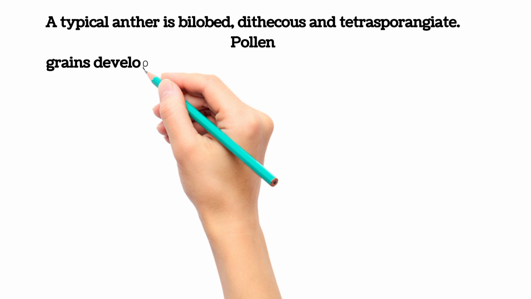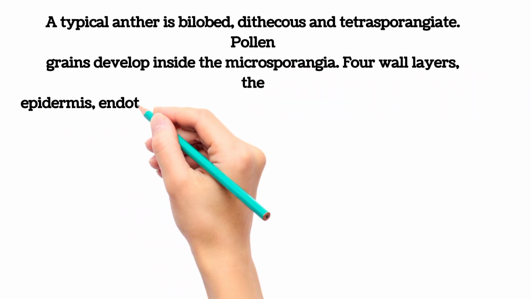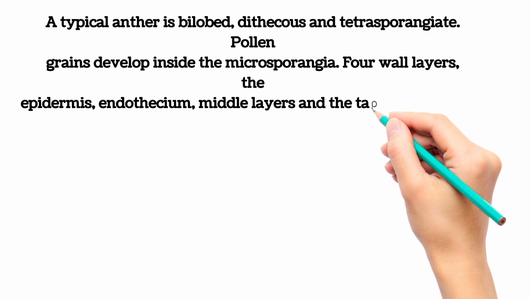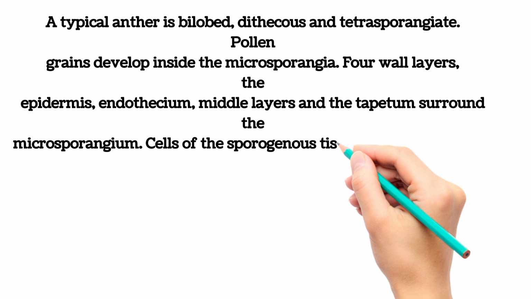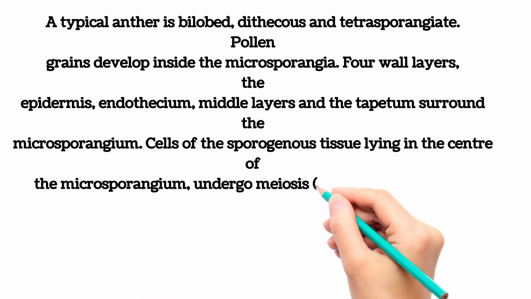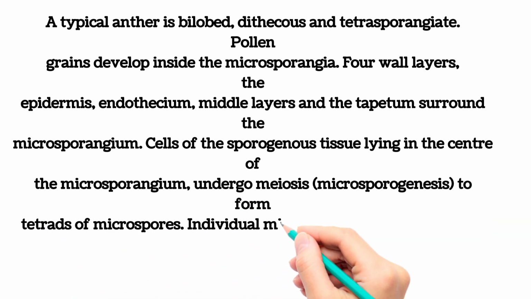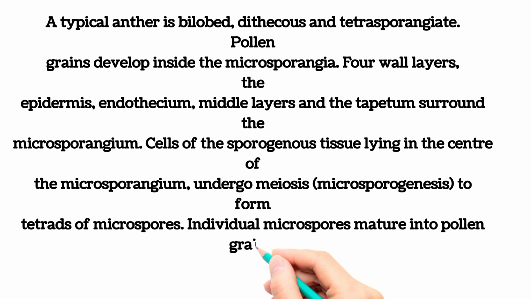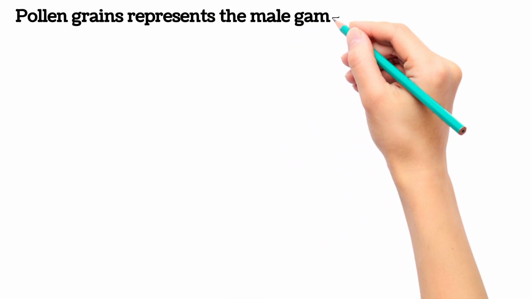Pollen grains develop inside the microsporangia. Four wall layers, the epidermis, endothecium, middle layers and the tapetum, surround the microsporangium. Cells of the sporogenous tissue lying in the center of the microsporangium undergo meiosis, microsporogenesis, to form tetrads of microspores. Individual microspores mature into pollen grains. Pollen grains represent the male gametophytic generation.